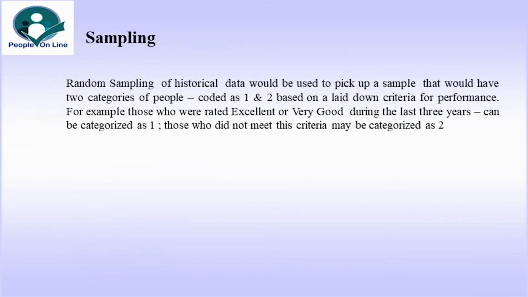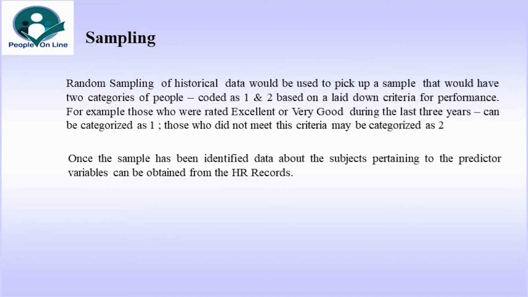Sampling. Random sampling of historical data would be used to pick up a sample that would have two categories of people, coded as 1 and 2, based on a laid down criteria for performance. For example, those who were rated excellent or very good during the last 3 years can be categorized as 1. Those who did not meet this criteria may be categorized as 2. Once the sample has been identified, data about the subjects pertaining to the predictive variables can be obtained from the HR records.